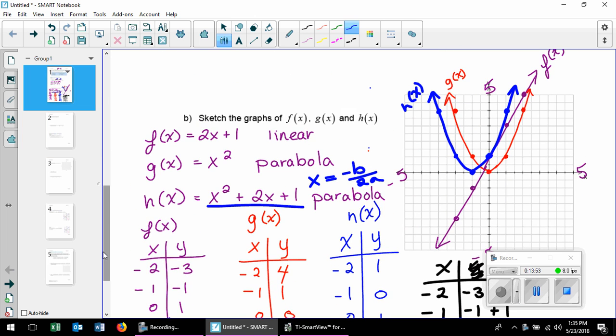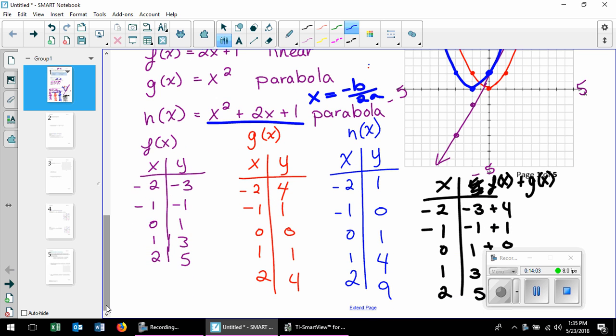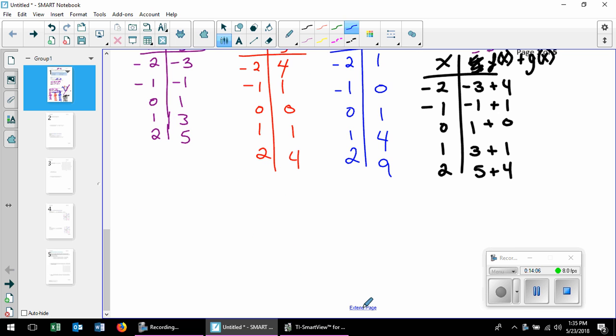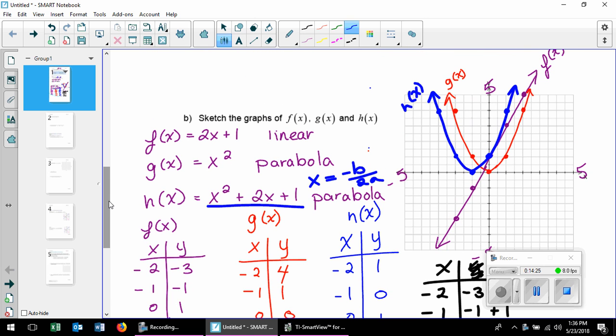The graph or the table of values? It's not negative 9. It's a positive 9 at the bottom. 9 goes off my graph. I didn't graph that. Over 1, up 4.